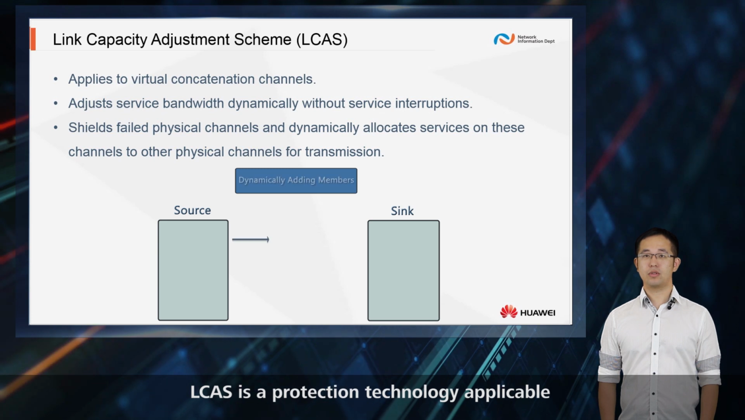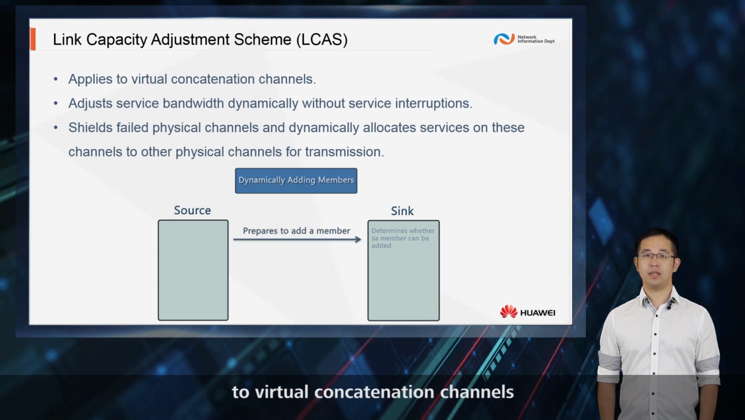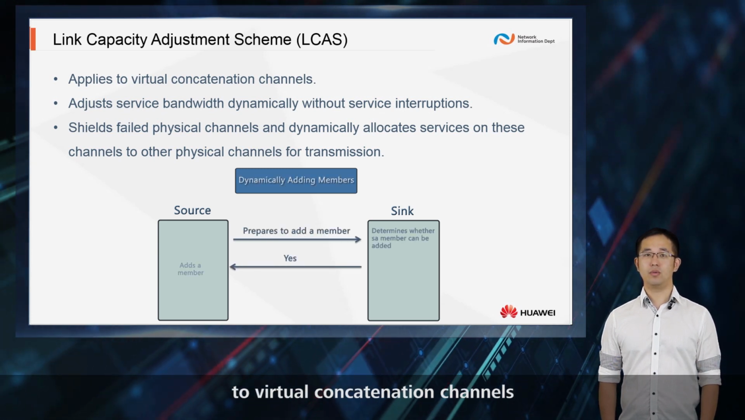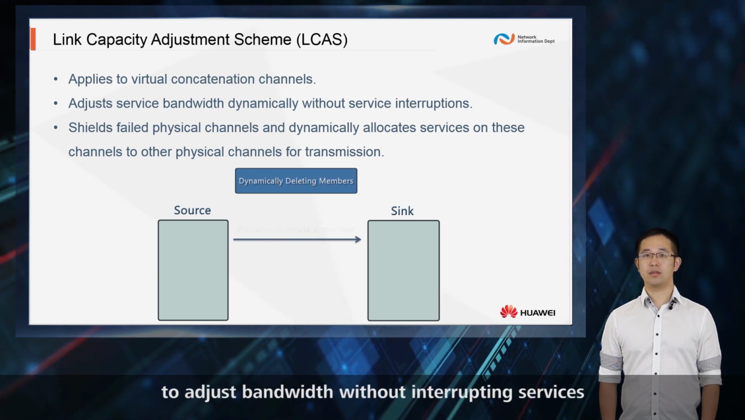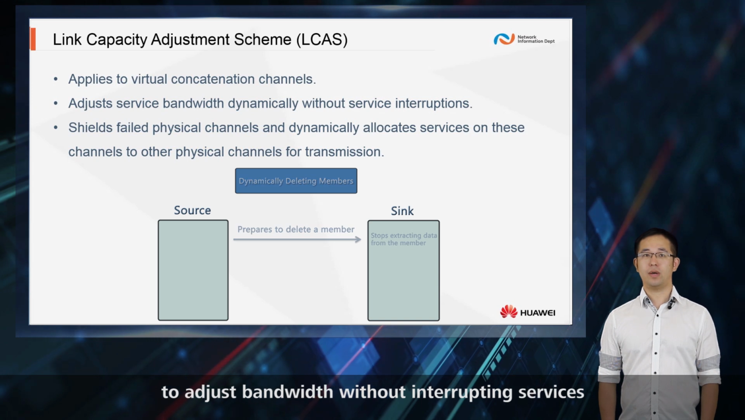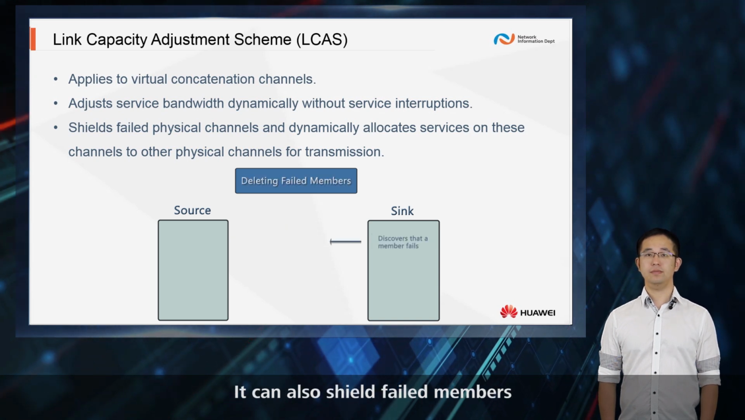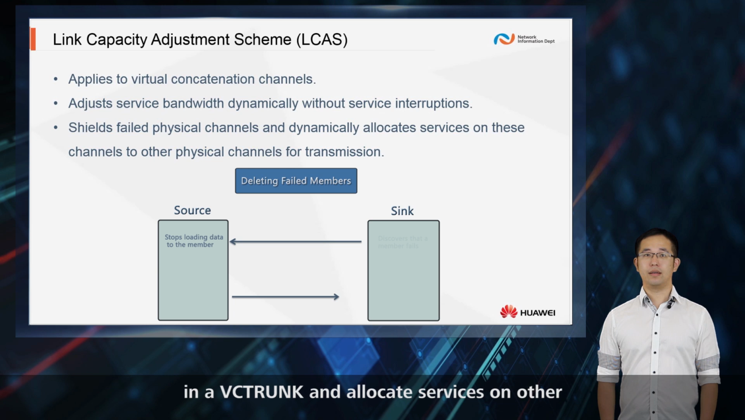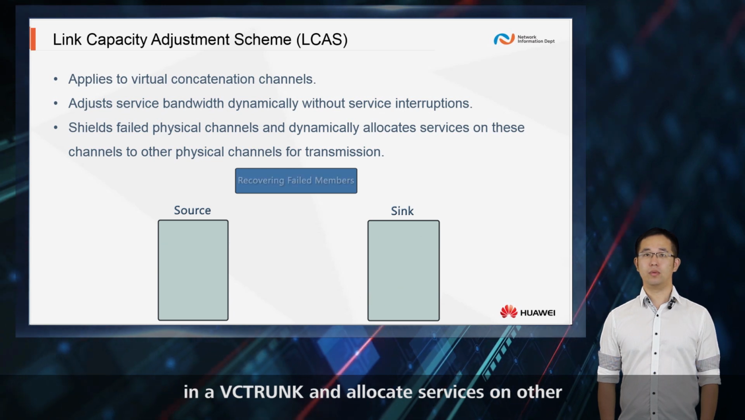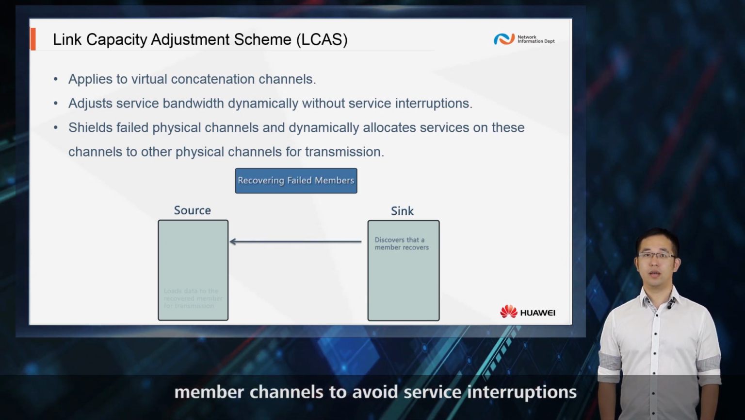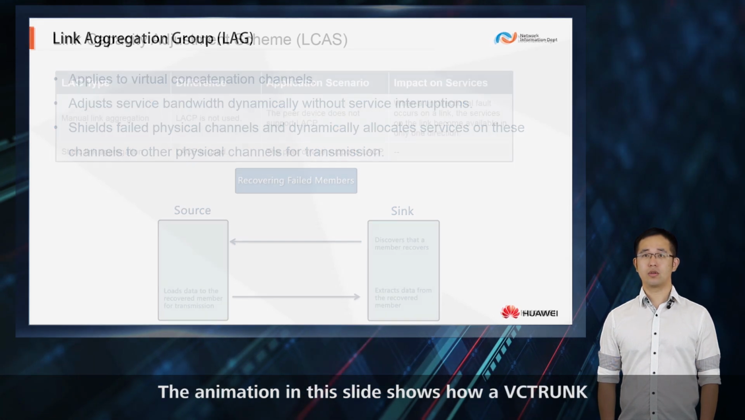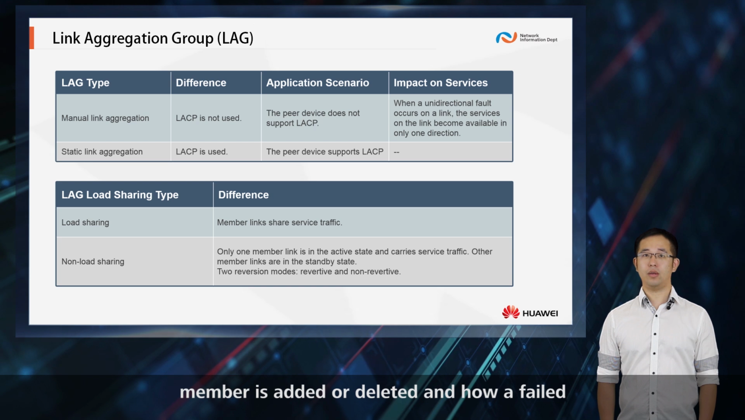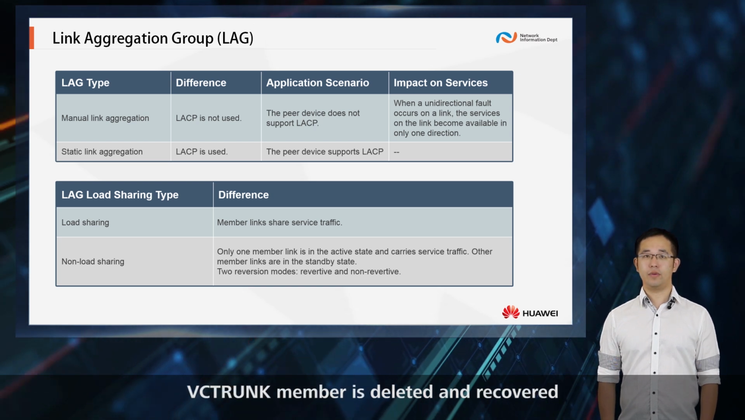LCAS is a protection technology applicable to virtual concatenation channels. It can dynamically add or delete VC trunk members to adjust bandwidth without interrupting services. It can also shield failed members in a VC trunk and allocate services on other member channels to avoid service interruptions. The animation in this slide shows how a VC trunk member is added or deleted and how a failed VC trunk member is deleted and recovered.